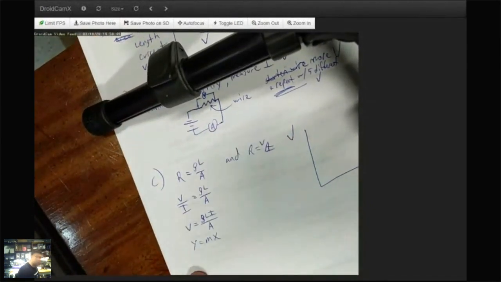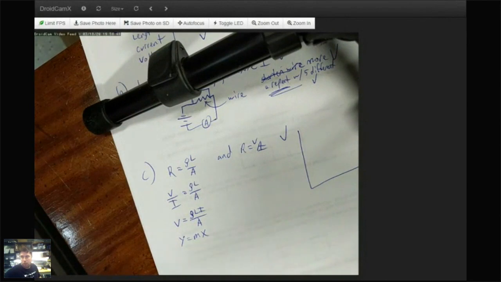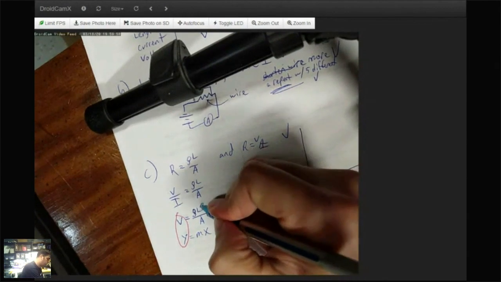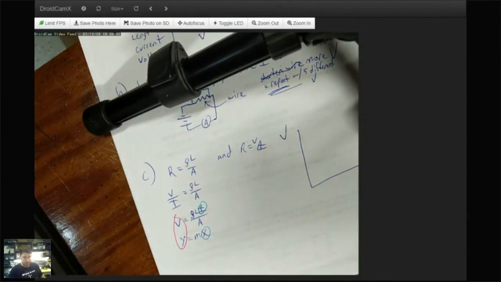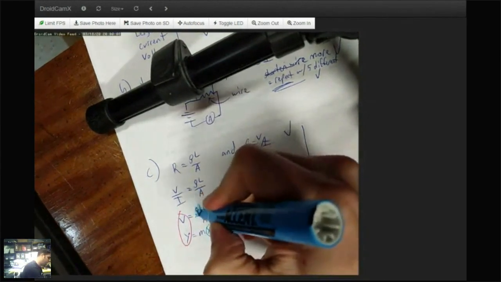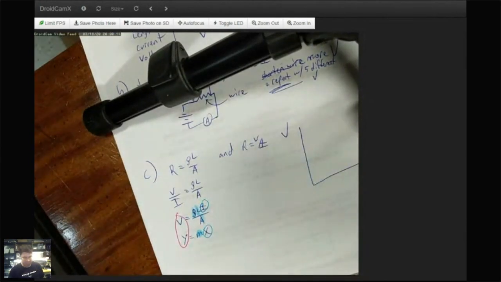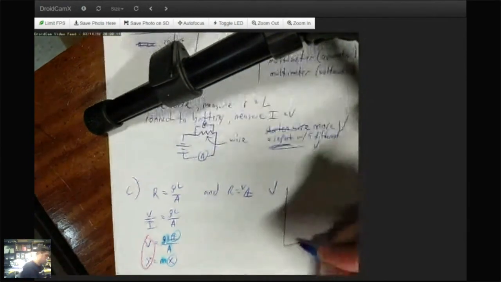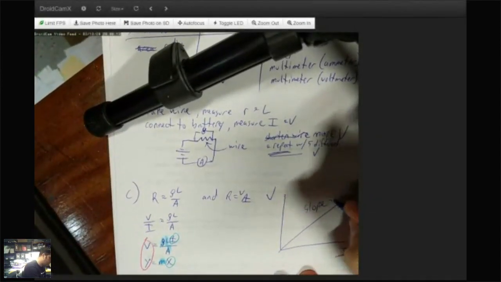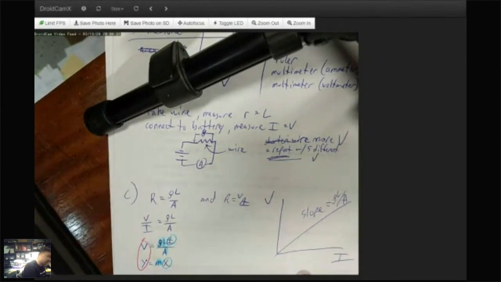If I do this right, again, we got our y equals mx sort of relationship here, where voltage is on the y, current is on the x. That means that everything else, rho L over A, must be the slope of that graph. So if I graph this, it gives me a straight line relationship. The slope will equal rho times L over A.